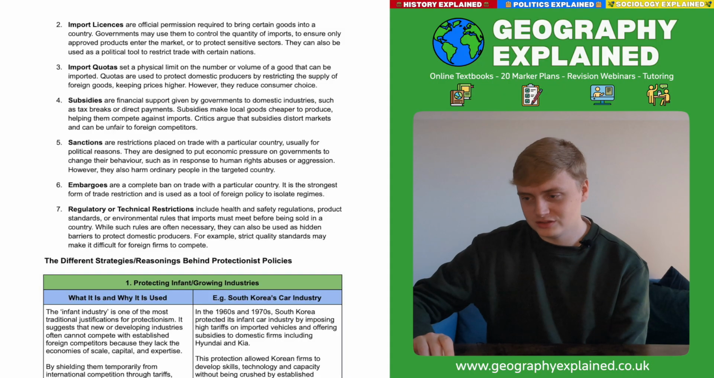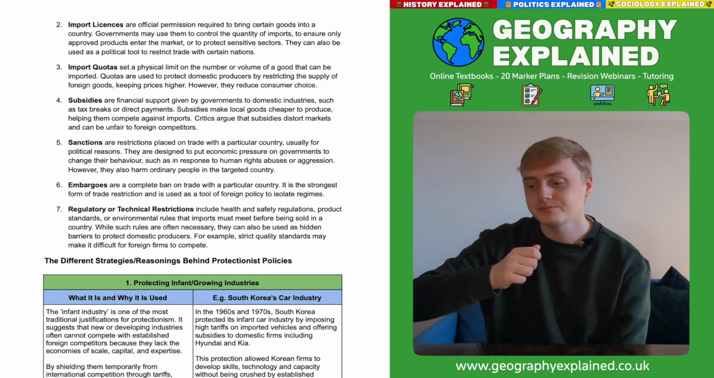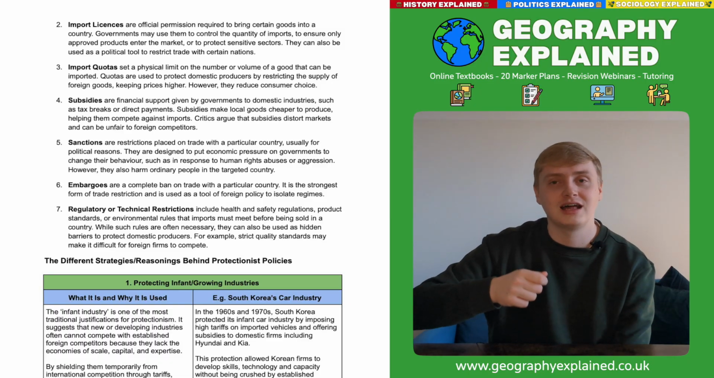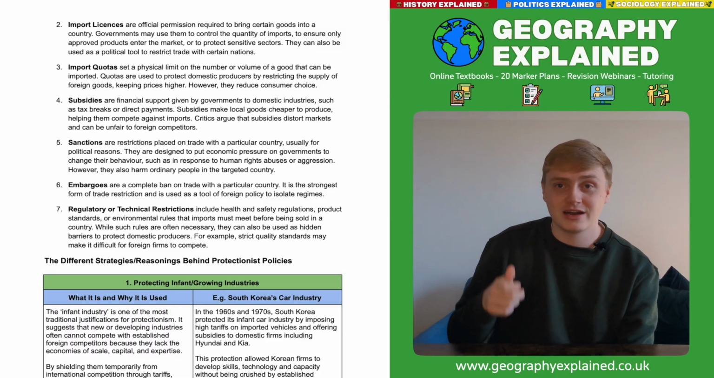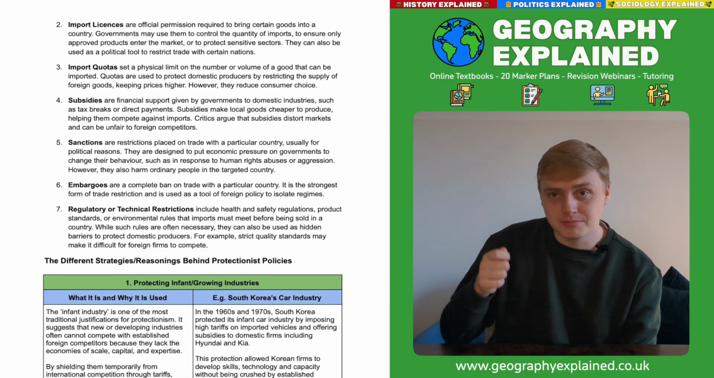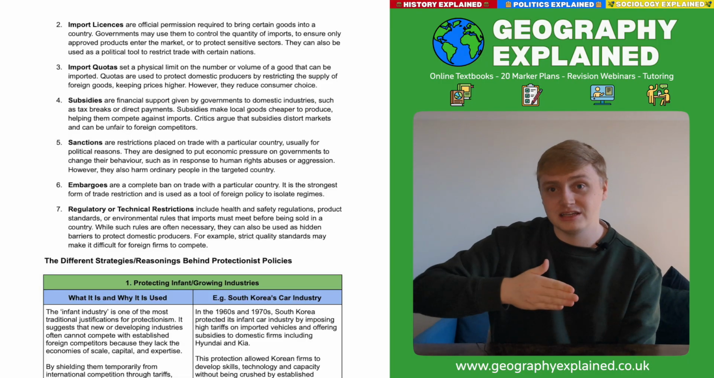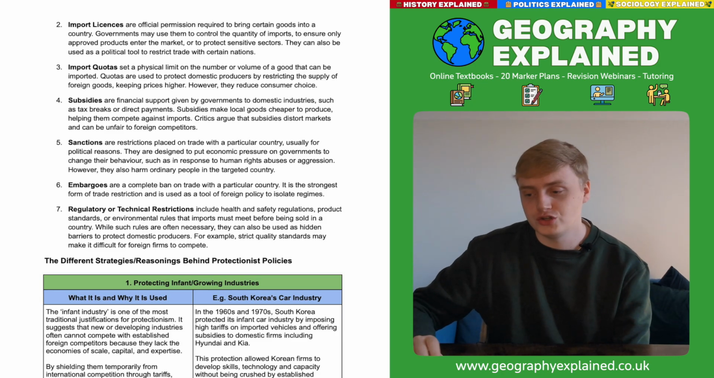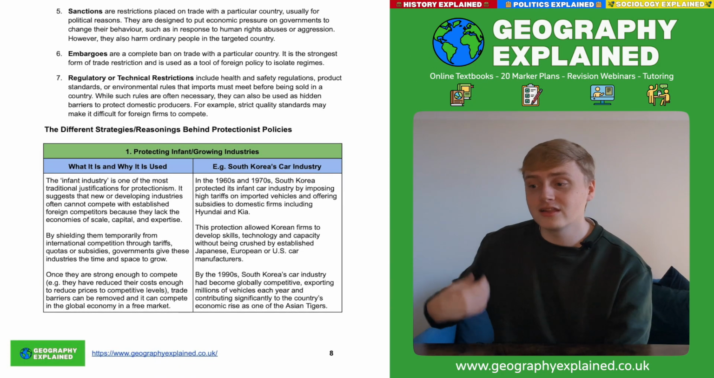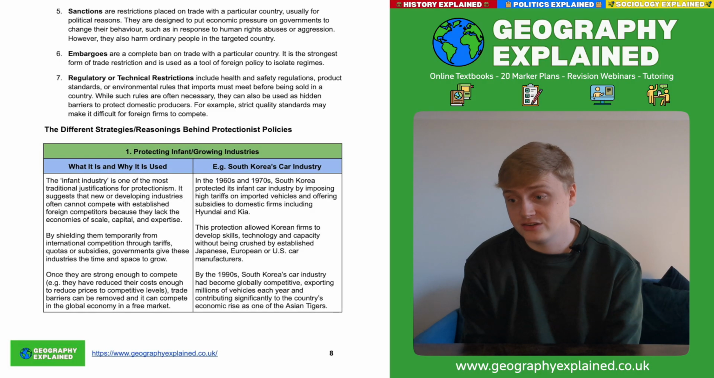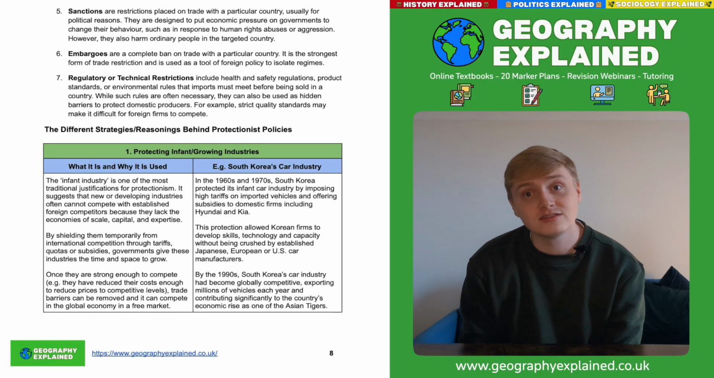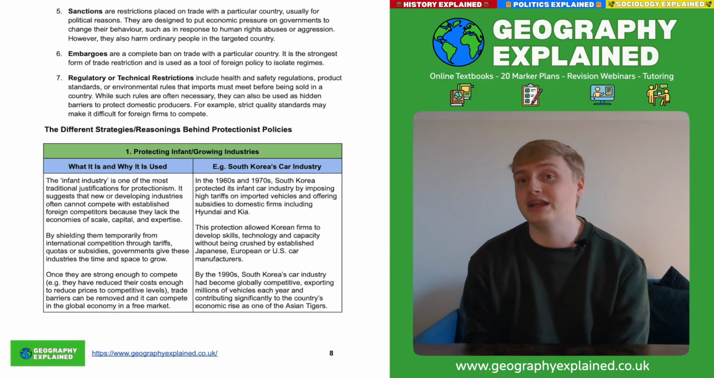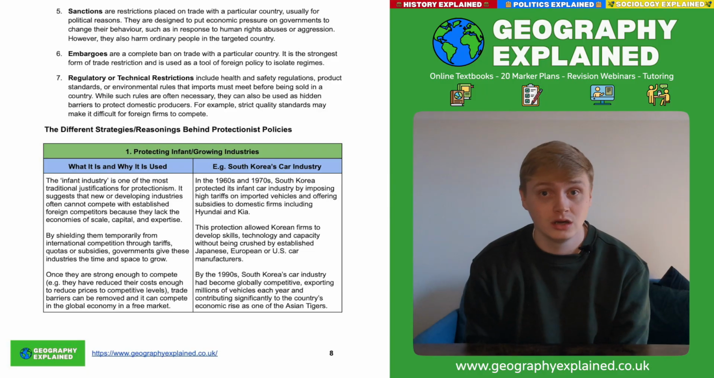But the key ones, of course, these are all in the specification, are really tariffs, import quotas and subsidies. And you really want to understand how they limit free trade. The key way they limit free trade is by trying to effectively harm other countries selling into a country so that they benefit the domestic producers. Looking then at the different strategies or reasonings behind protectionist policies, because in some of your 20-mark essays, you might be asked to assess the different impact of free trade and protectionism on economic development.